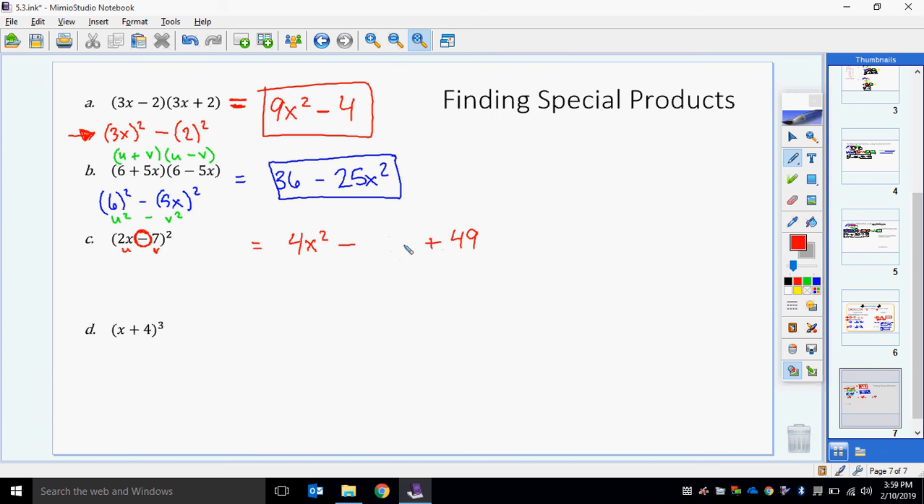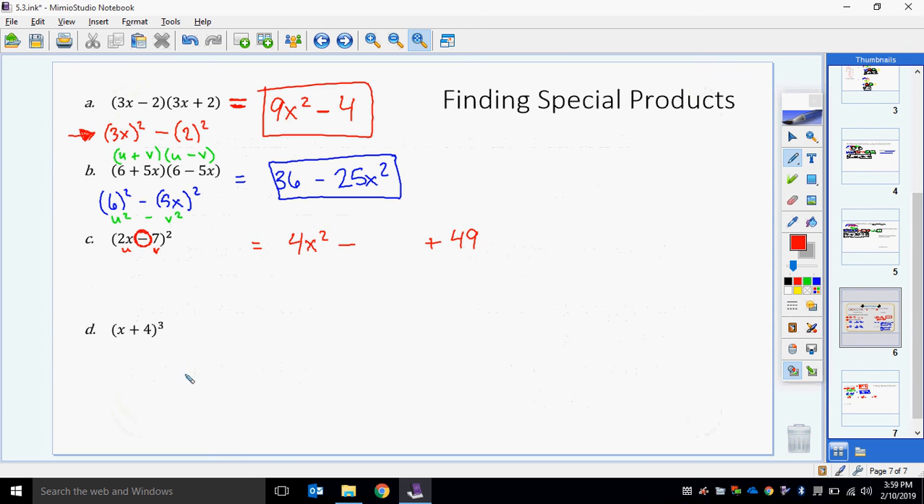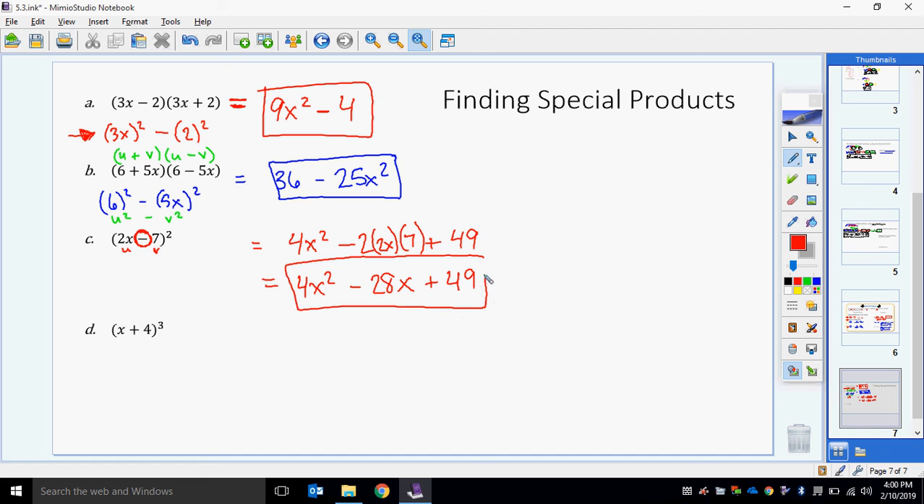And this middle term, how do I find it? Well, I take 2 and multiply it times the u and the v. So I'm taking 2 times the u, which is 2x, times the v, which is 7. So 4x squared, what would all of this multiplied be? Well, I'd get negative 4 times 7, so 28, and the x there, plus 49. And there are no like terms to combine. This is an x squared, this is an x, and this doesn't have one.